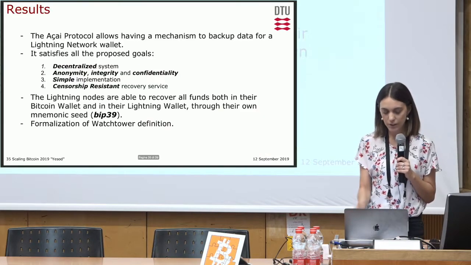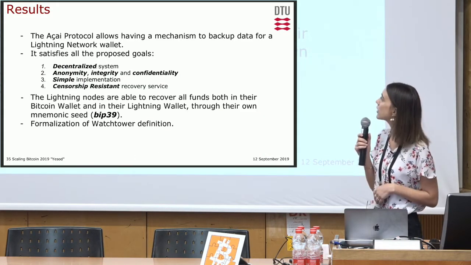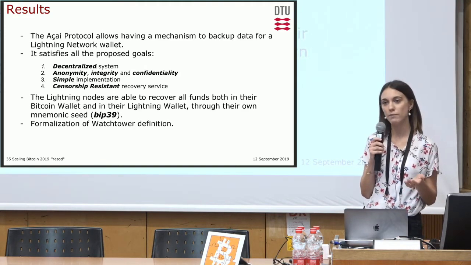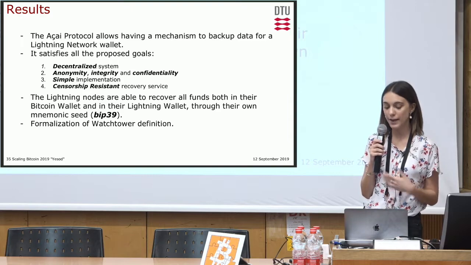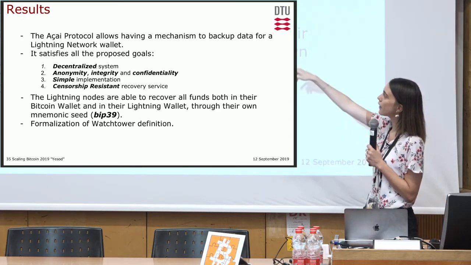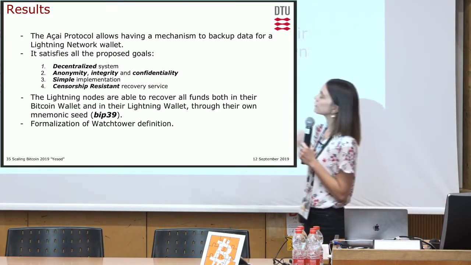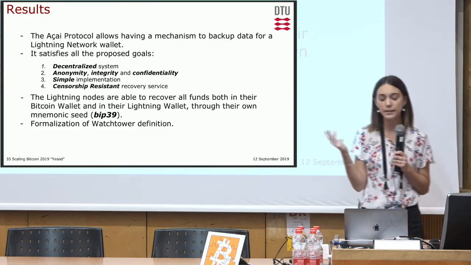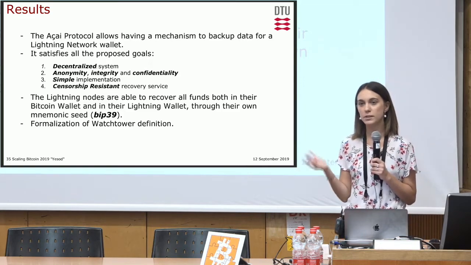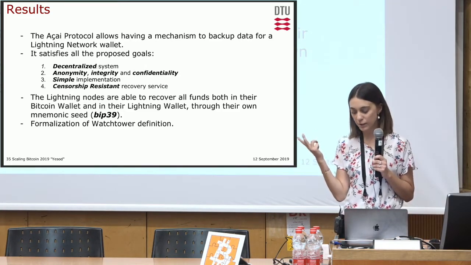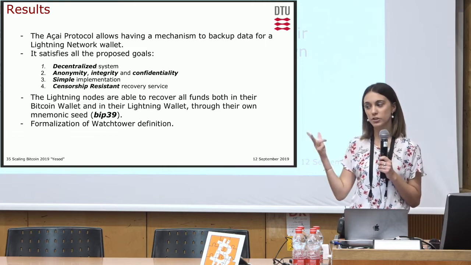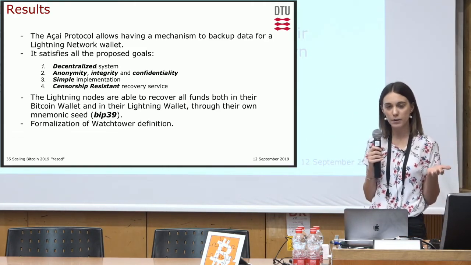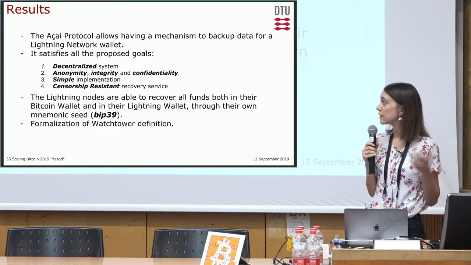So let's conclude. In this presentation, I demonstrated how the ASI protocol permits a backup mechanism for Lightning Network wallets. It satisfies all the proposed goals. It maintains a decentralized system, anonymity, integrity, and confidentiality of data. It's simple to implement because it's based on L2, watchtowers, and BIP 32, 39, and 44, and it is always available since it's based on watchtowers that are full nodes.